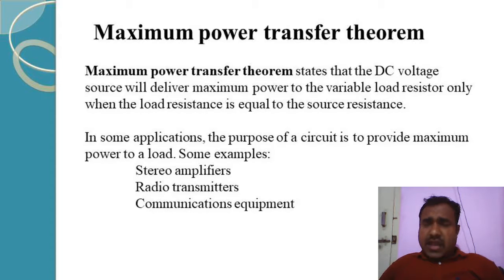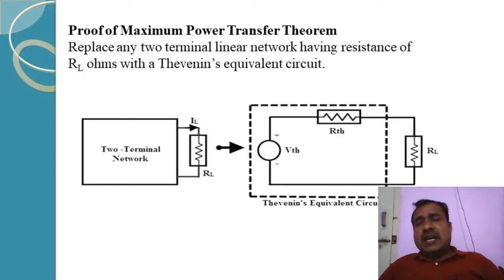Now, having stated the maximum power transfer theorem, let us study the proof of the maximum power transfer theorem. Why should the load resistance be equal to the source resistance? Here we make use of Thevenin's theorem. Any network is replaced by a Thevenin equivalent circuit, and then using this circuit we shall derive the maximum power conditions.